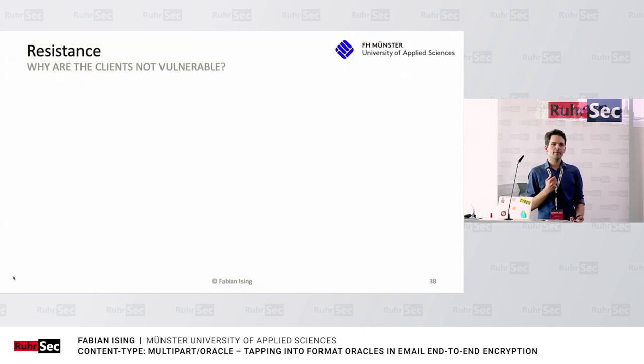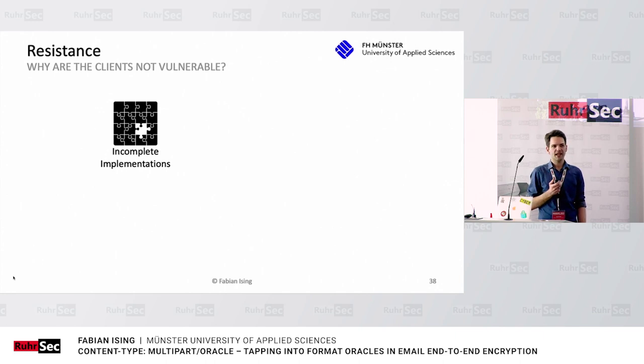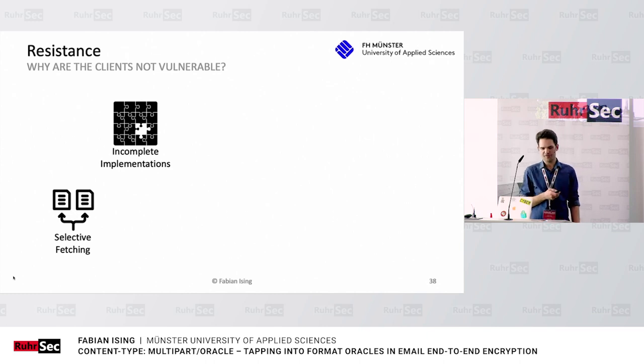So the remaining question is, why are so many of the clients not vulnerable to these attacks? We basically identified two reasons for that. One being incomplete implementations. Most clients simply do not implement the whole range of features that the standards support. For example, there was no selective fetching for some mail clients. So they didn't do the whole multipart fetching dance I've shown you before.